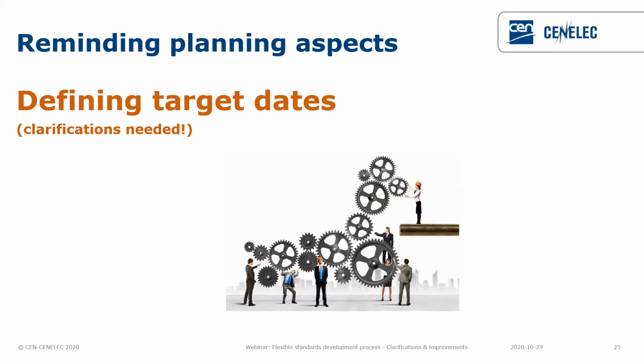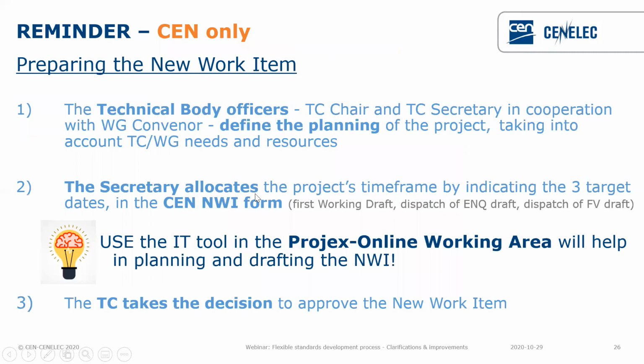All right, so we are moving to another aspect, which is also very important. It's actually directly concerning the definition of the target date. And here we would like to provide some clarification, starting with CEN. You can already move to the next slide, Alberto. When it comes to the preparation of a new work item in CEN only, the approval of a work item in CEN is a delegated decision granted by the CEN Technical Board, which means that the CEN Technical Committee can take such a decision for the activation of a new work item.